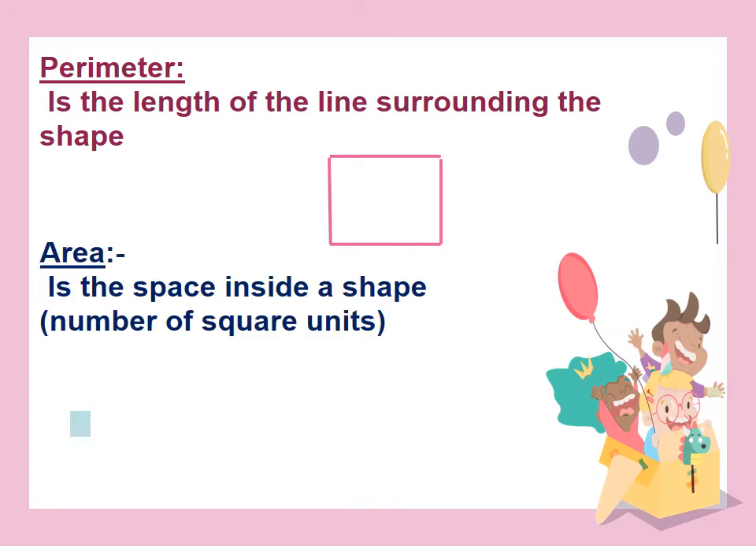Okay, what is the area? Area is the space inside the shape, a number of square units like this. Look at this. 1, 2, 3, 4, 5, 6, 7, 8, 9. So the area of this square is 9 square units. The space inside the shape, but the perimeter is the line surrounding the shape. Okay.